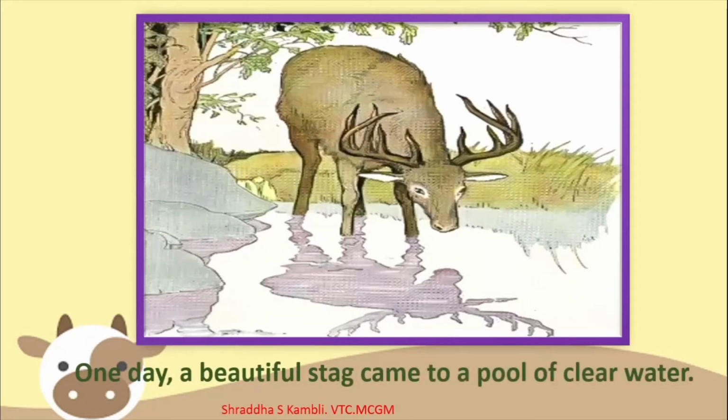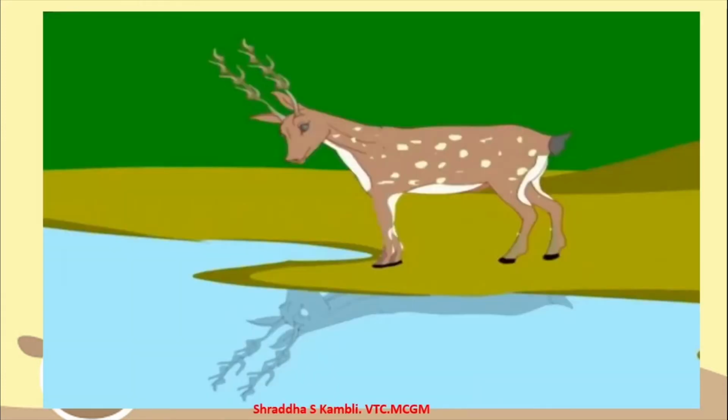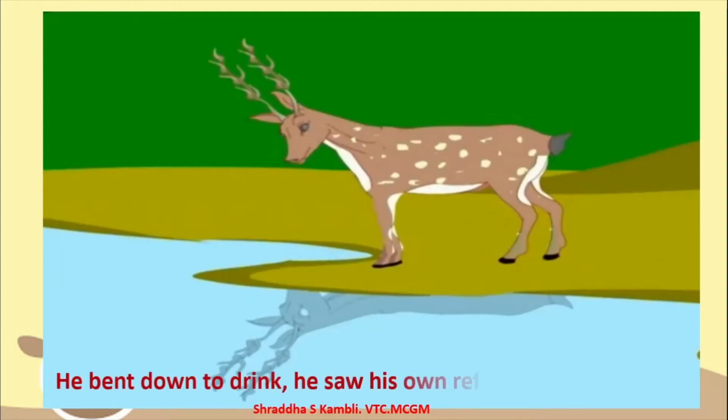So there was this very, very beautiful stag. Can you see? It's so beautiful. And it felt thirsty and it started searching for water, and it came to a pool of clear water. And then what happened? Because the water was so clear, he bent to drink water. He saw his own reflection in the water. Can you see? The stag and the reflection of the stag in the water.